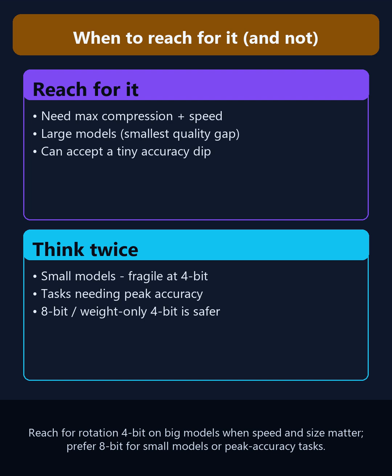So when should you reach for it, and when not? Reach for rotation-based 4-bit when you need maximum compression and speed and can accept a tiny accuracy dip, especially on large models, where the gap is smallest. Think twice for small models, which are more fragile at 4-bit, or for tasks needing peak accuracy, where 8-bit or weight-only 4-bit is a safer, simpler choice.